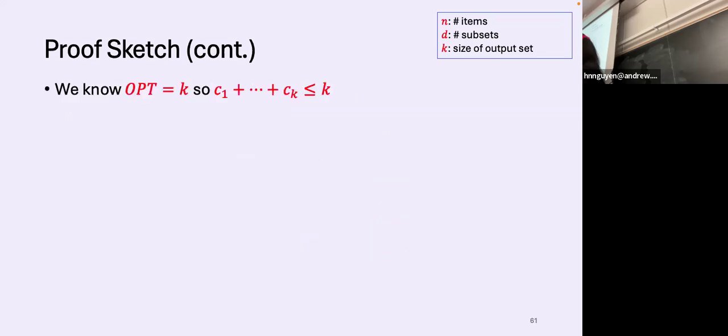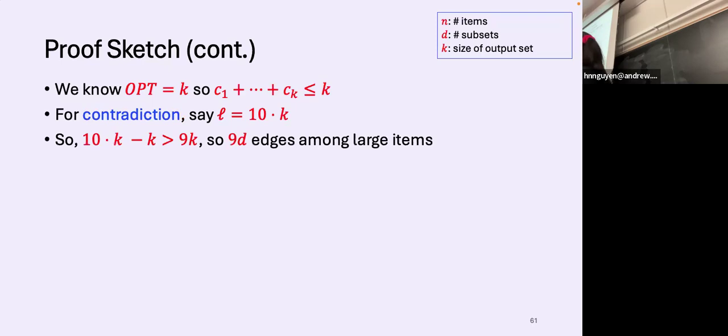Well, what do I know? I know that my opt is K, right? If you subsample down to this universe, my opt is K. Additionally, I know that all these large items that I covered, C1 plus C2 plus C3, all the way to CK, is going to be at most K. Otherwise this would already directly contradict opt. For the purpose of contradiction, let's say that L, the number of large items, is 10 times K. Let's subtract these two numbers, so I have 10K minus K. I don't know why it says greater than, it's equal.